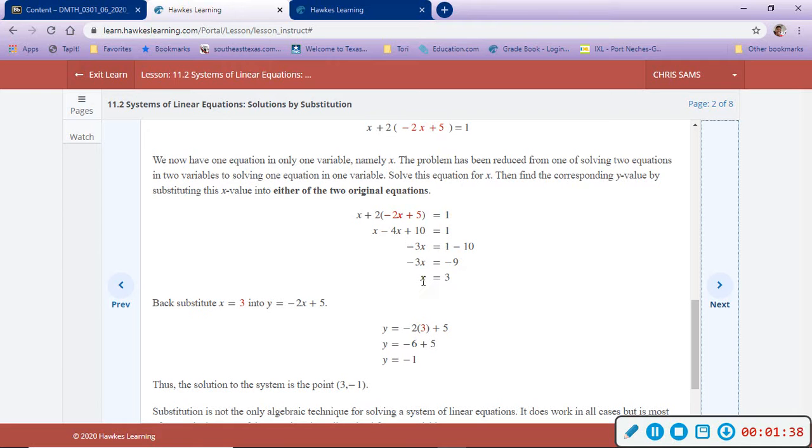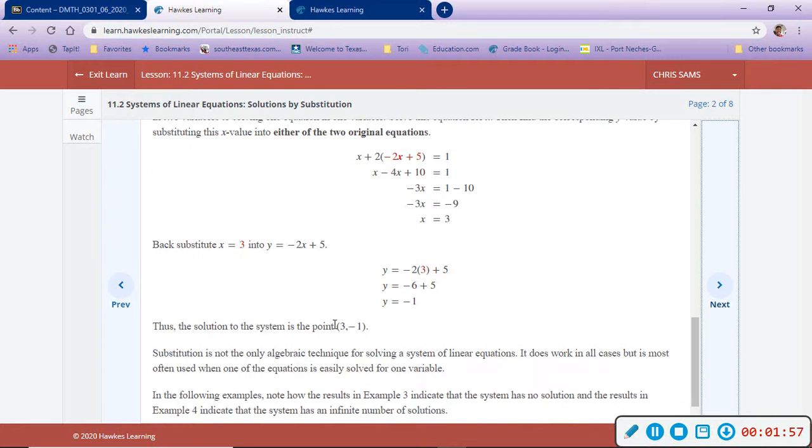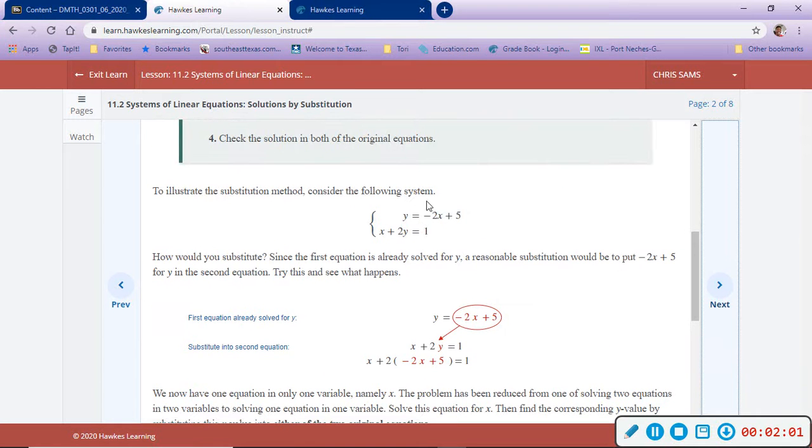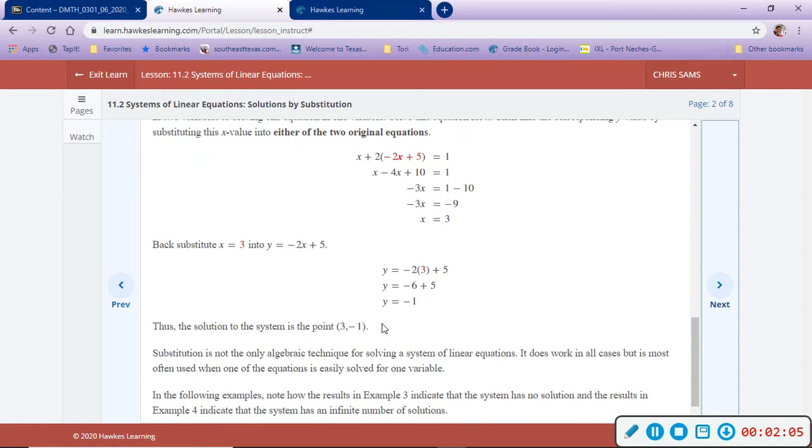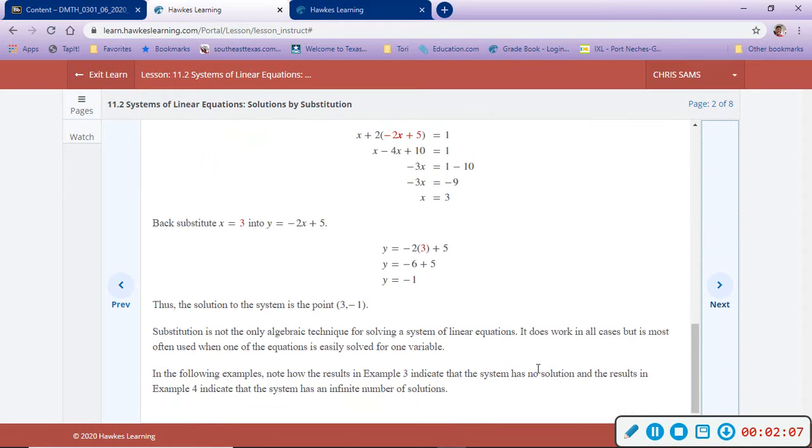You take that value and plug it back into the original equation, y equals negative 2x plus 5, replacing that x with 3, and then you get a y value. Then you take that ordered pair, and they say you can check it by plugging it into both of these original equations. And if you get the same thing on the left and the right, then we know we've done it correctly.